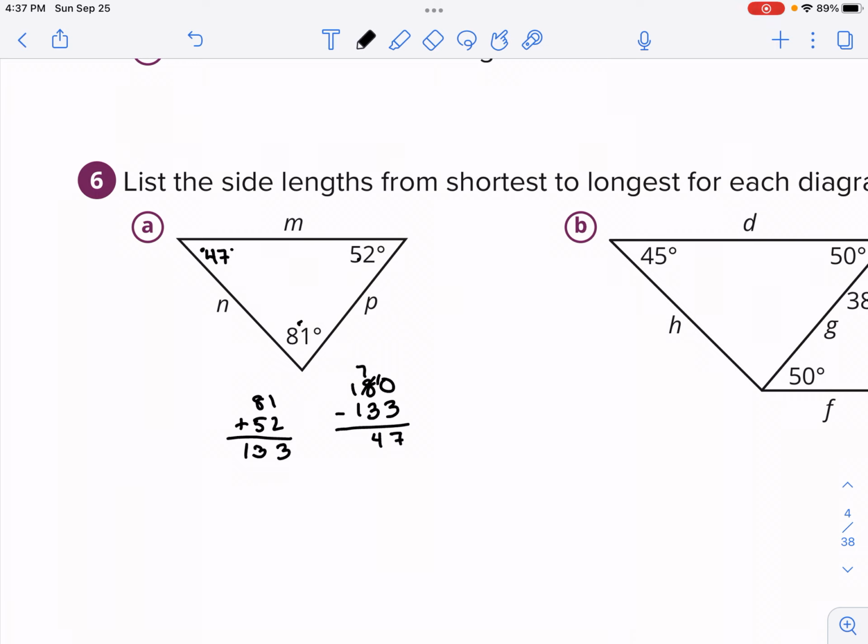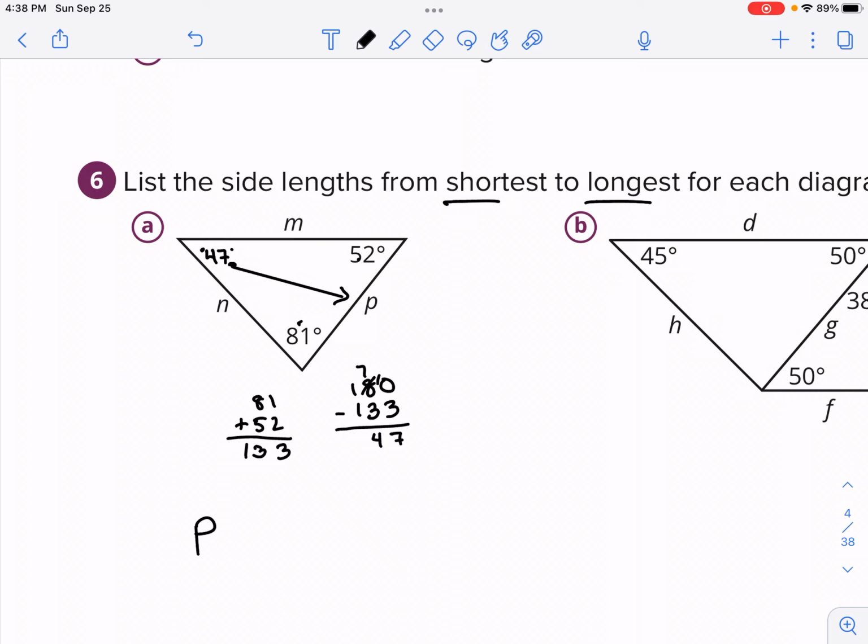List the side lengths from shortest to longest. Our side lengths are M, P, and N. The smallest angle is this one right here, 47, the smallest of the three. The smallest side length is kind of hard to see unless you were to measure each side, but we can tell: it's the one that's right across. So this one, P, is going to be the smallest side, in order from least to greatest.